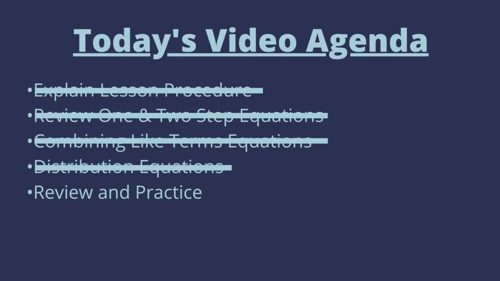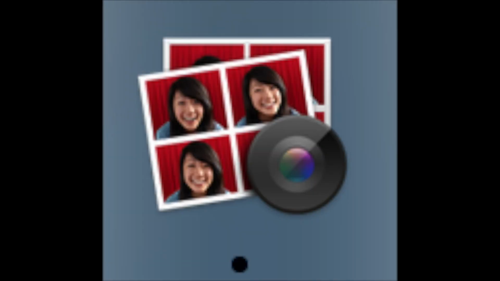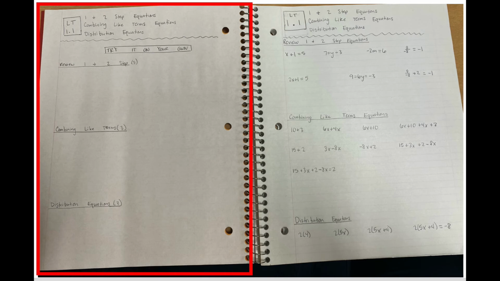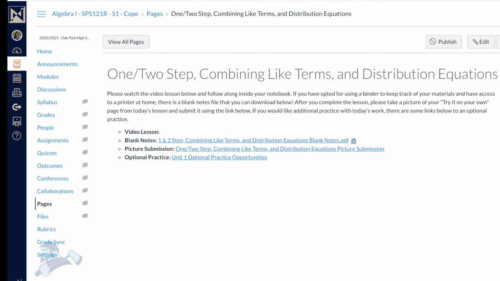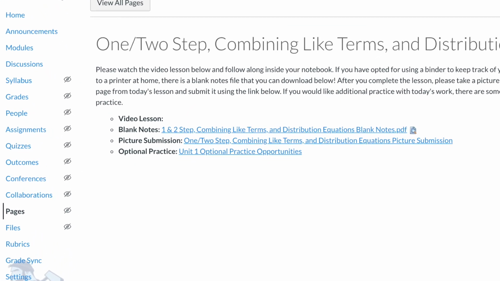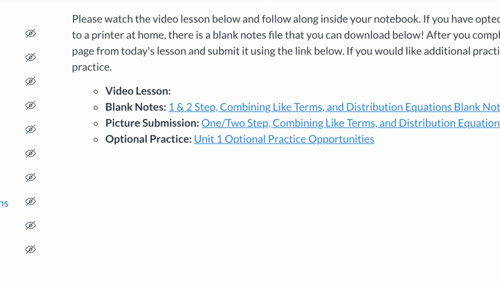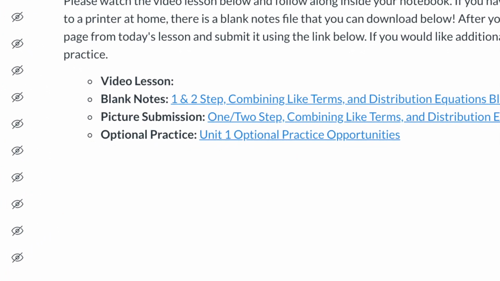In your notes, you should have a try it on your own problem within the 1 and 2 step, combining like terms, and distribution equations sections. Please open up your photo booth, take a picture of that page of your notebook, and submit it under the picture submission for today's lesson. If you need additional practice on any of today's equation types, you can click the optional practice underneath of today's lesson. There are lots of online practices that you can use that provide the answers so you can check your work.